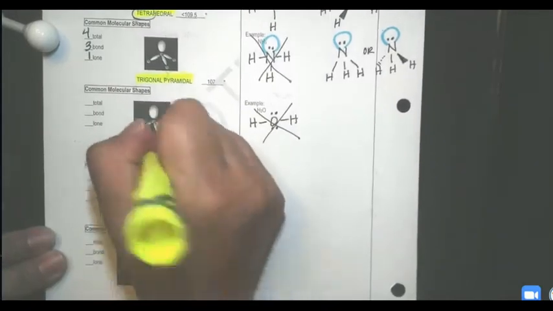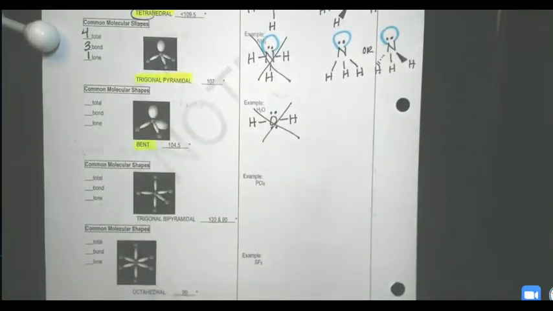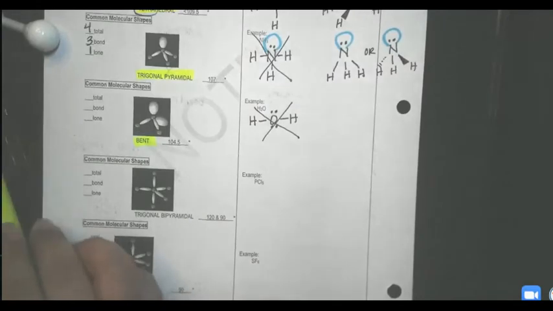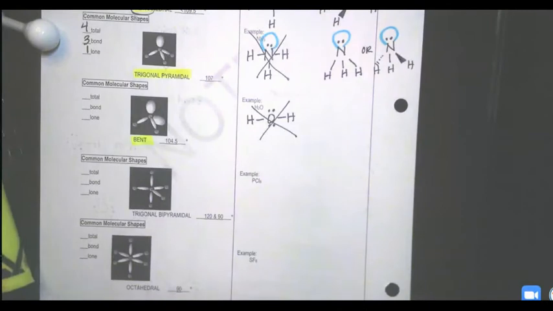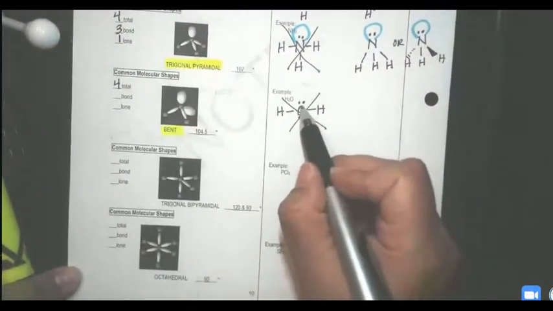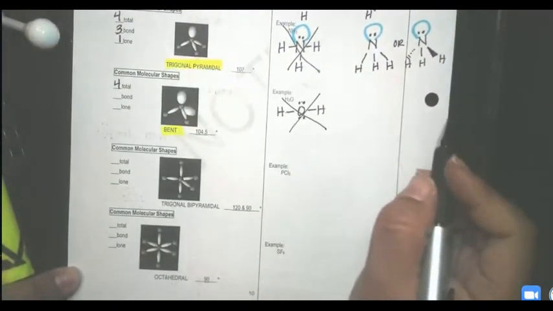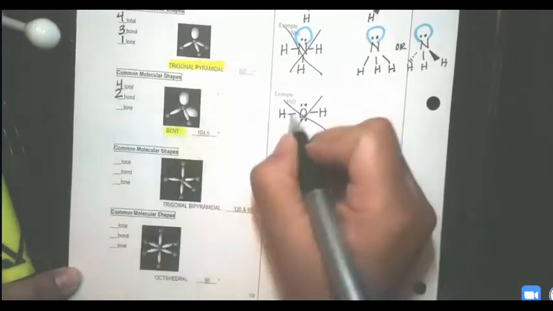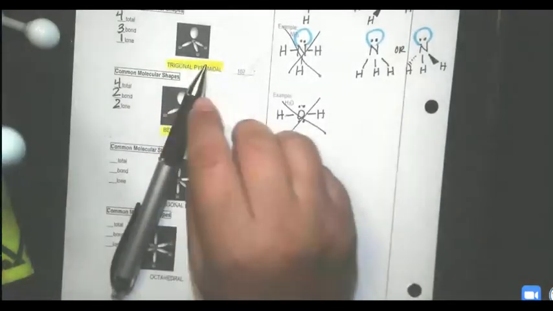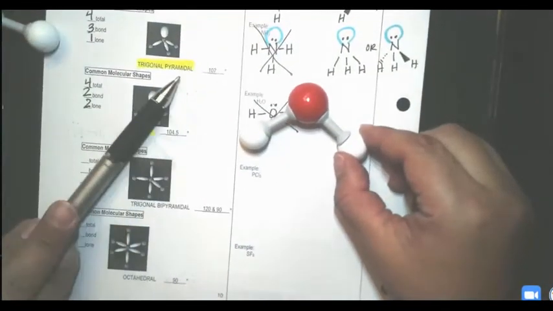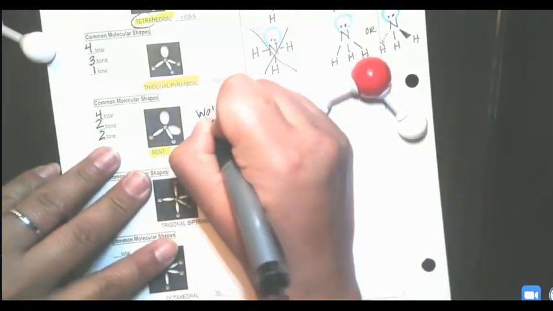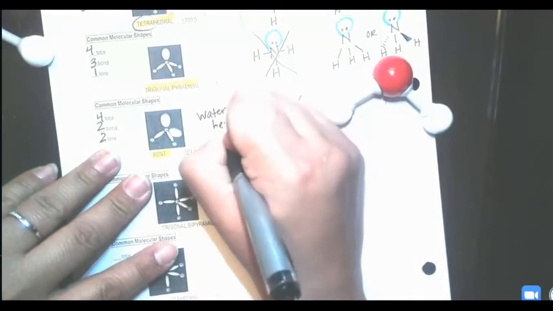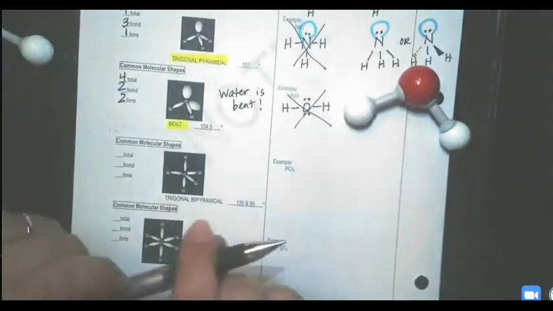Now we're looking at bent. So why is it bent? Because lone pairs need more space. So here we have 4 things around the central atom. 1, 2, 3, 4. 2 are bonded and 2 lone pairs. Now, this is what water looks like. Water is bent. Water is bent. Know that, okay?